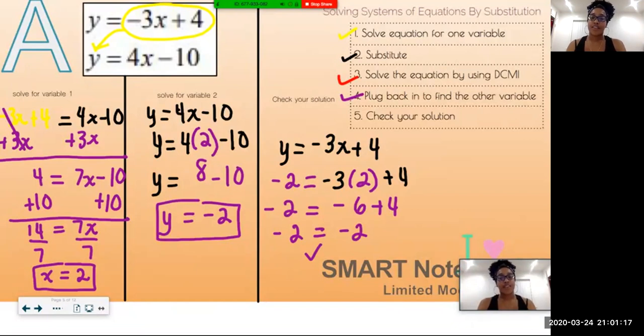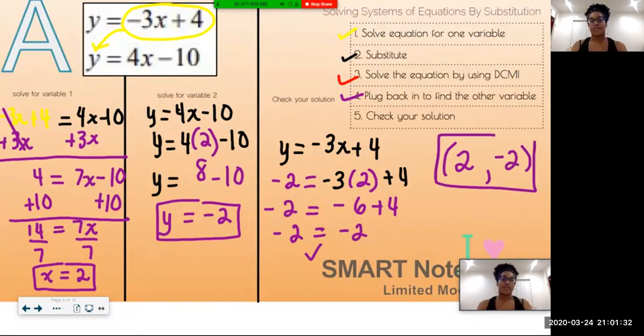If negative 2 is equal to negative 2, that means this solution makes sense. So we can write this as an ordered pair, x comma y. So x is equal to 2, and y is equal to negative 2. That's it. That's our solution. Told y'all that would be a piece of cake. All right, let's move on.